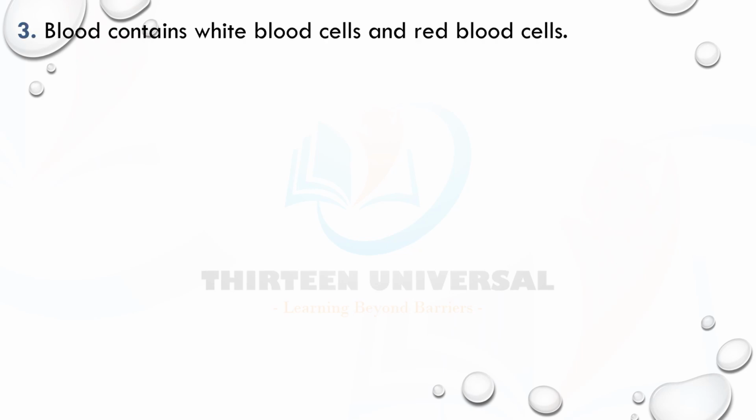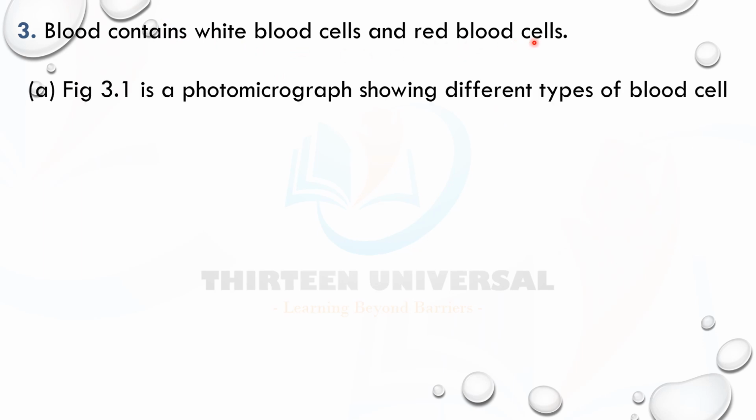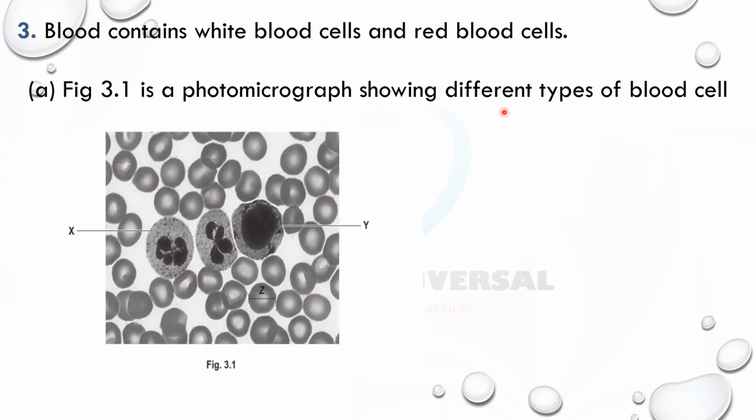It says blood contains white blood cells and red blood cells. Fig 3.1 is a photomicrograph. That's a micrograph picture from a light microscope showing different types of blood cell. Of course, these are red blood cells. So these are white blood cells. All right. Let's see what the question wants us to do.